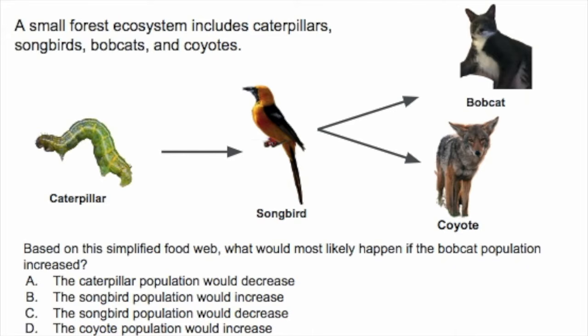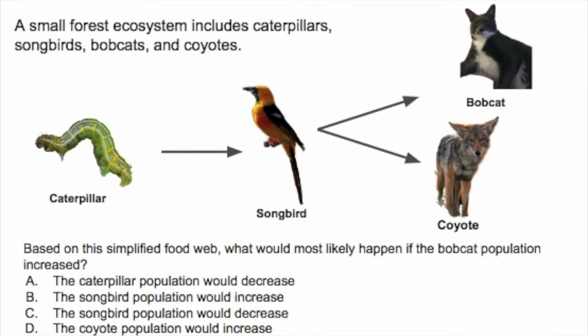If anything, it's going to increase because there are fewer songbirds to prey on the caterpillars. So the caterpillars get a break in answer choice A. What about B here? The songbird population would increase. Well, if the bobcats eat the songbirds and we're increasing the number of bobcats, logically, more songbirds will be eaten by the bobcats. So B is not correct here because we would expect the songbird population to decrease, which is why C is the correct answer.